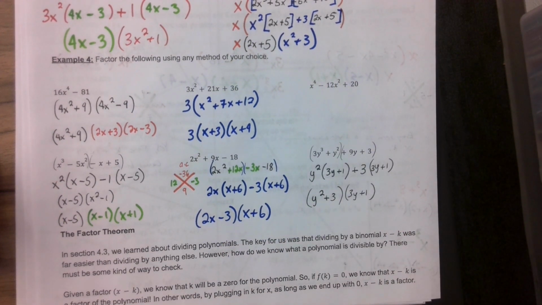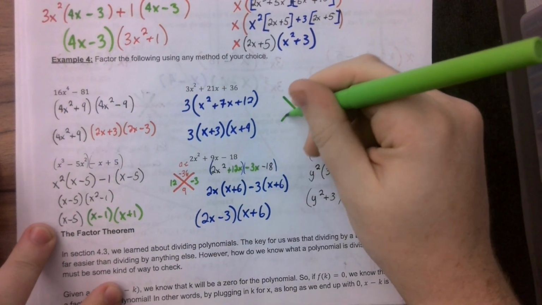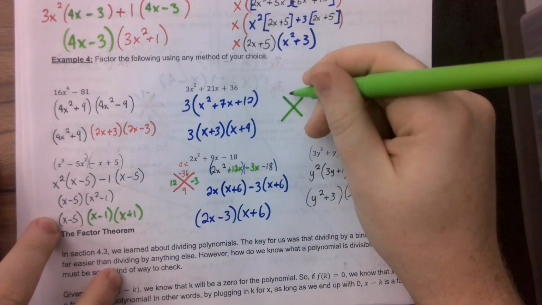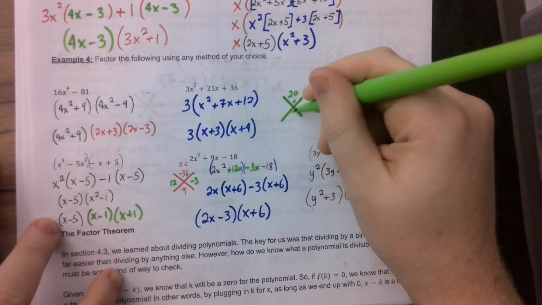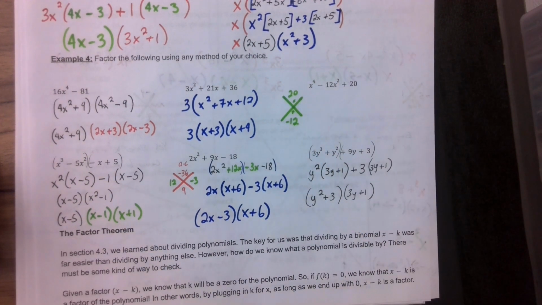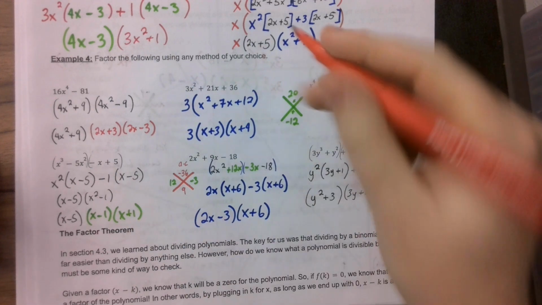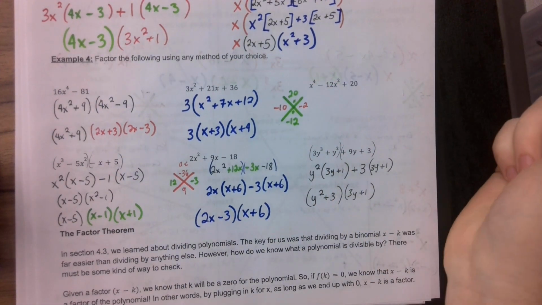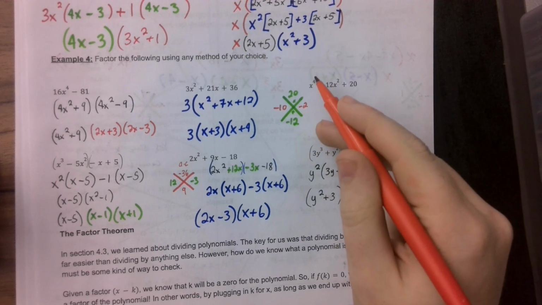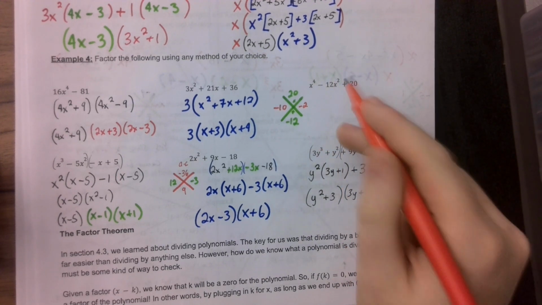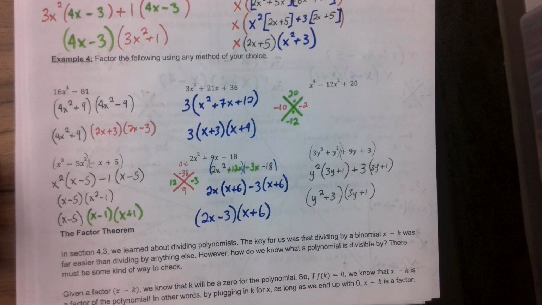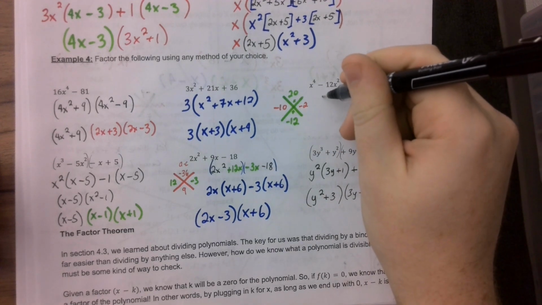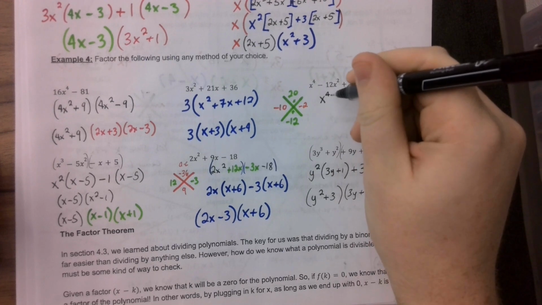This one, there's no a value, so it seems like we can set up an AC method, right? Finding two numbers that multiply to make 20 and add to make negative 12. Maybe you even found that it was negative 10 and negative 2. But the difference here is we have x to the fourth and x squared. It's bizarre. But you know how I said all of our rules apply to polynomials as well?